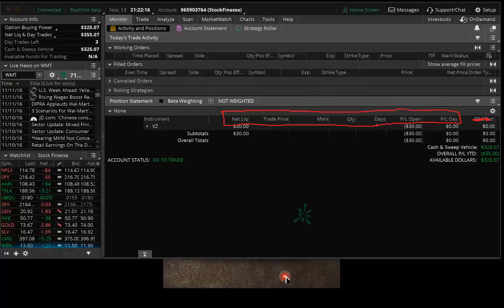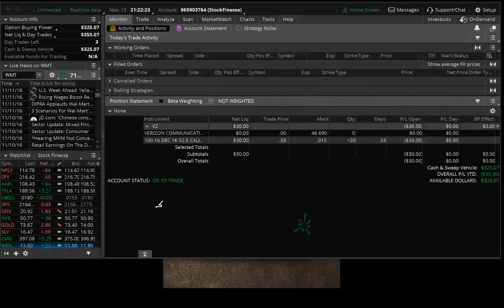Okay, let me clear this out. So now I'm just going to run through this, and just watch. This contract has two components. This says Verizon Communications. This is the stock or the company itself. Since mark represents current, this is the current stock price of Verizon, $46.69.